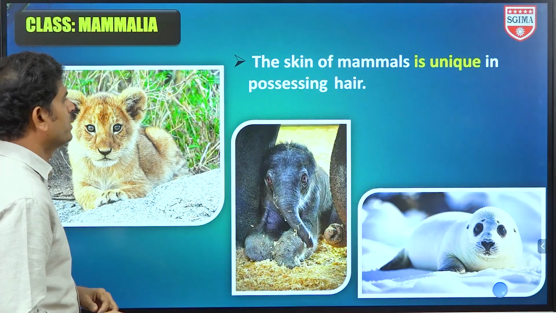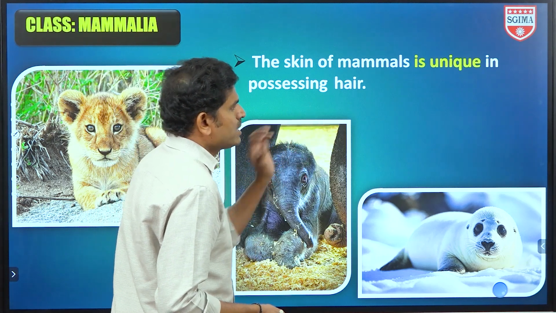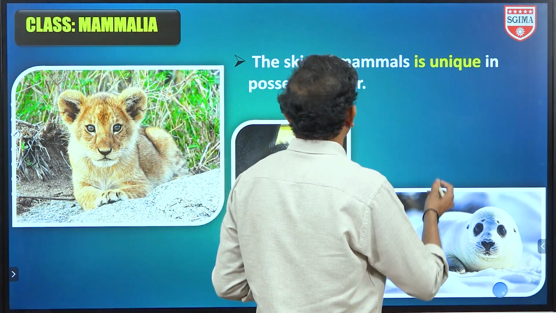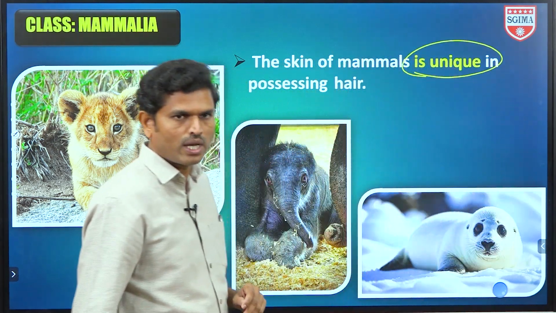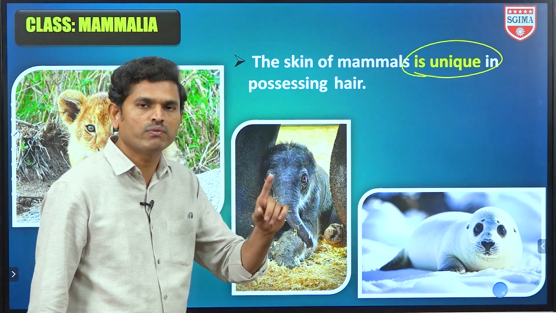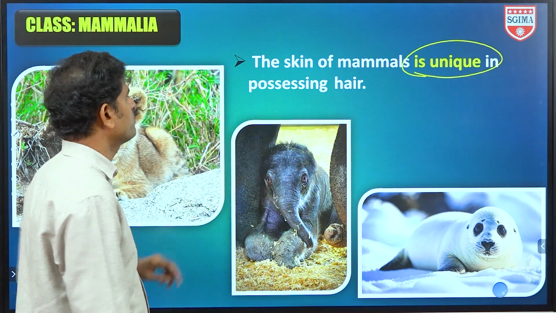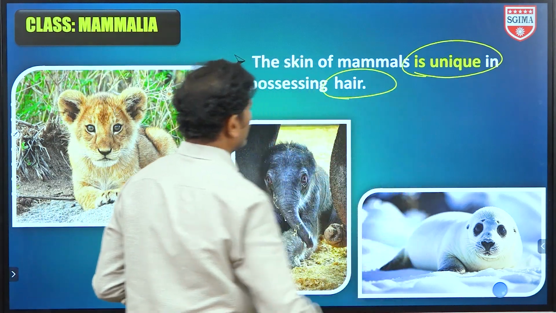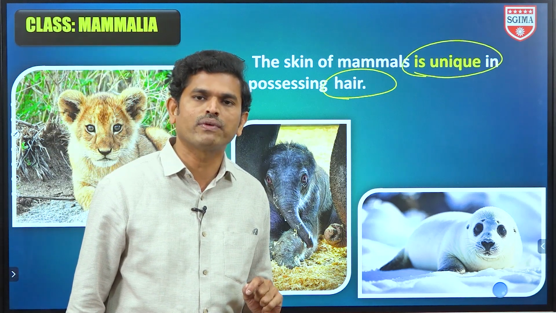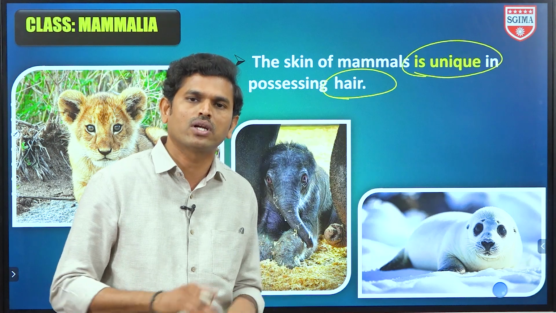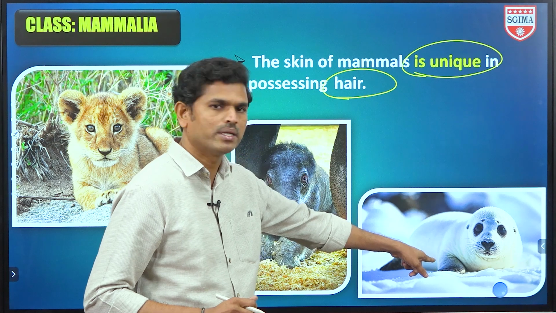Next point, about skin. The skin of mammals is unique in possessing hairs. Previously we saw the most unique feature, and here a unique feature. The most unique feature is mammary glands, and a unique feature is possessing hairs on the body. Generally we observe that seals, whales, dolphins don't have any hairs on the body, they look clean shaved. But their babies, here the seal's baby, called a pup.